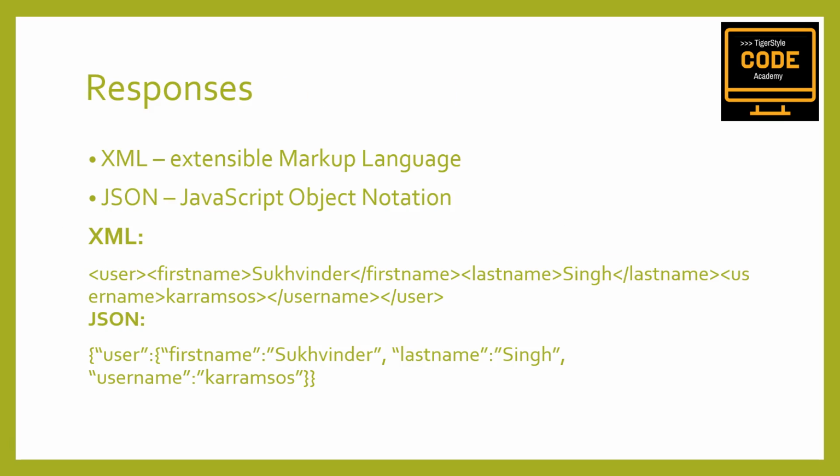Okay, next we are going to talk about responses. As you saw in the free GeoIP example in the last video, an important feature of APIs is that they have well formatted responses. The most common types of response formatting are extensible markup language, XML, and JavaScript object notation, JSON. In recent years, JSON has become vastly more popular than XML for a couple of major reasons.